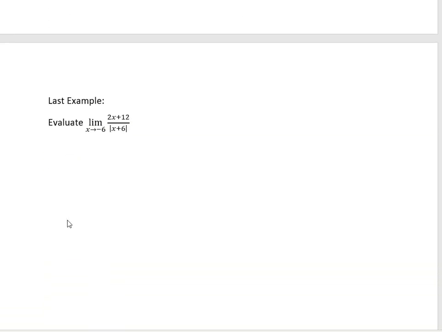The very last example I want you to do is to pause the video and take a whack at evaluating the limit as x approaches negative 6 of 2x plus 12 divided by the absolute value of x plus 6.